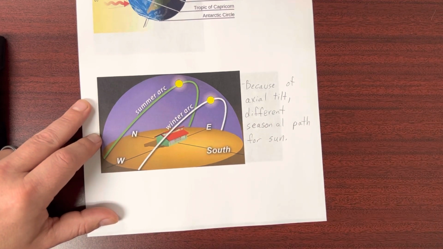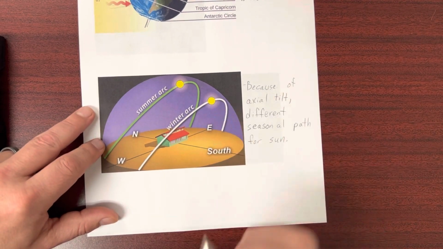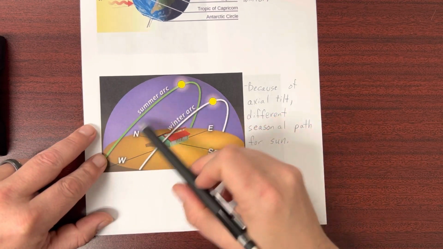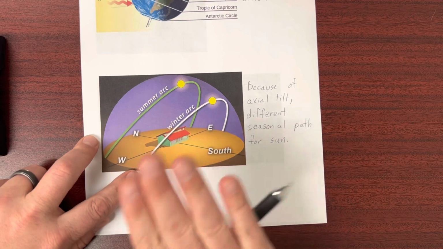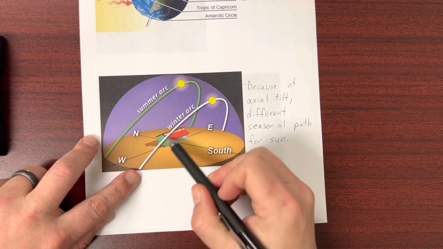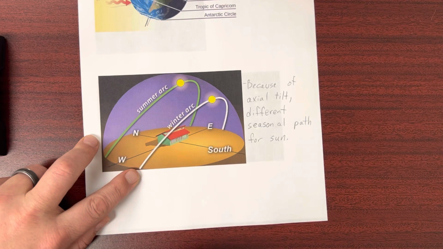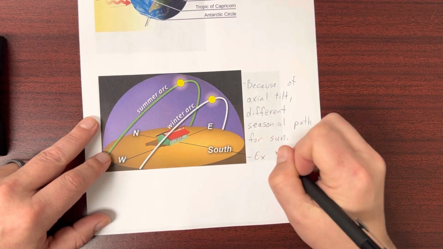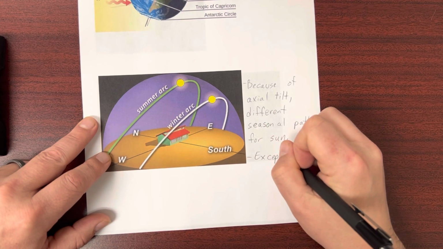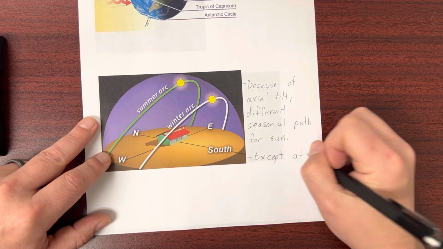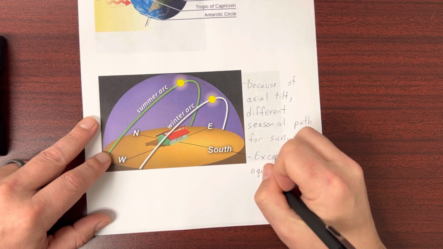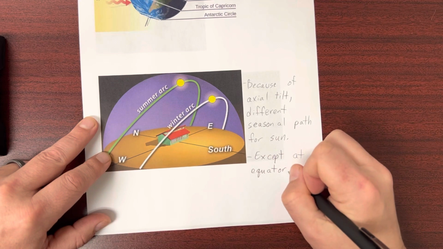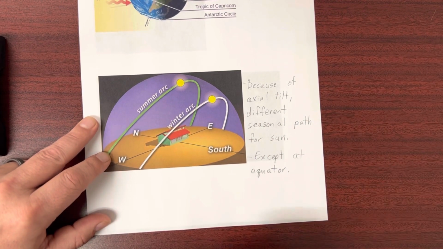Now there's an exception to this. So we're in California. We see a summer arc that goes high overhead, and a winter arc that stays low on the horizon. It never reaches very high up above the horizon. The exception, though, is the equator. Since the equator is right in the middle, the axial tilt doesn't actually come into play. The equator always gets the same amount of sunlight every day, and the sun takes the same path through the sky every day.